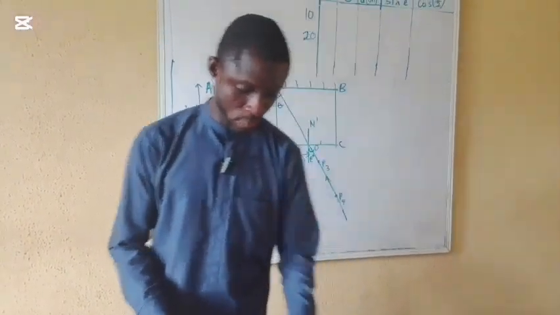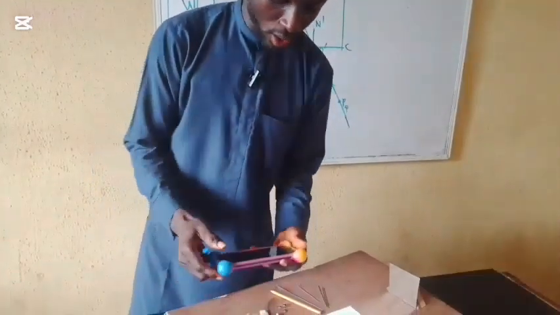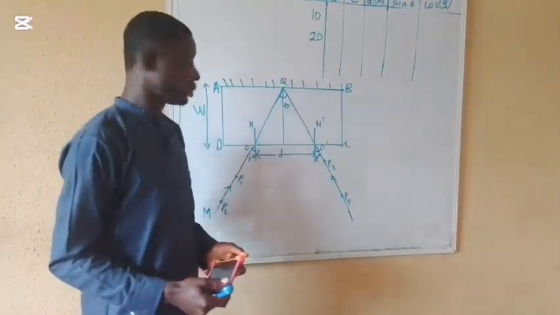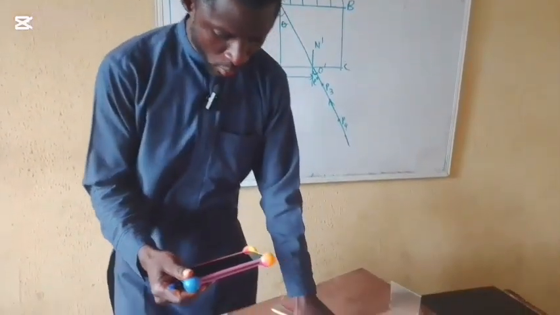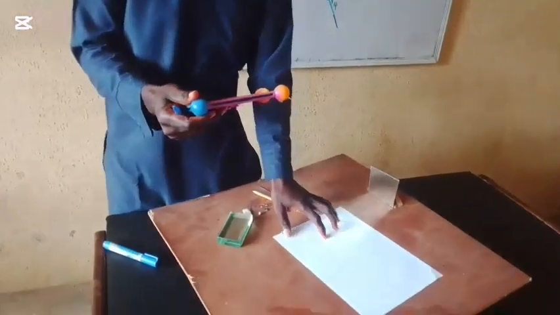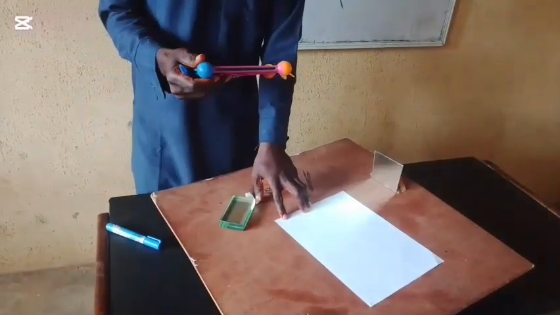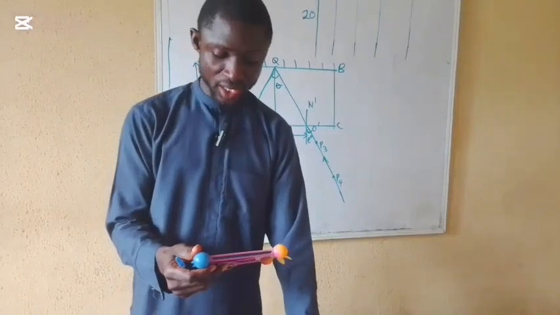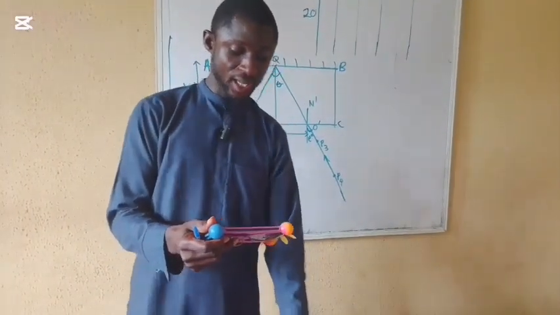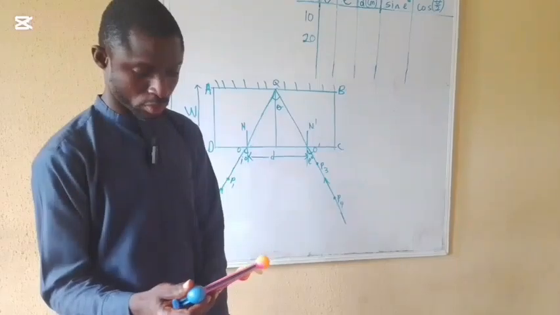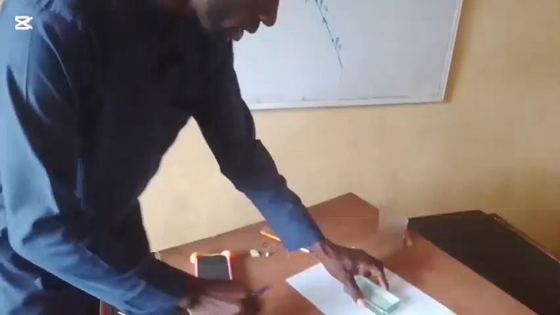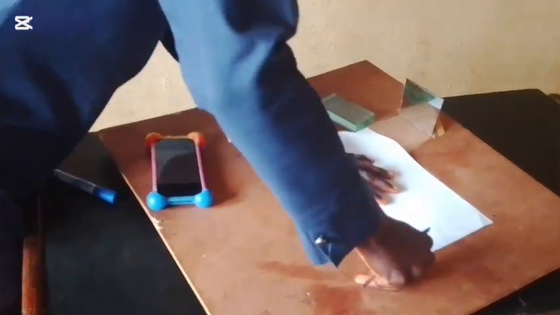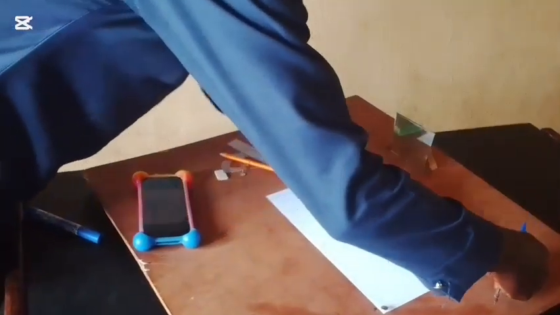Let's start by looking at the question and following the diagram that we have on this board. From my question, it said you are provided with a glass block, plane mirror, and optical pins. Place the glass block on a drawing sheet and trace its outline ABCD as shown. So I'm going to first pin my A4 paper on my drawing board. This is what I'm doing right now.